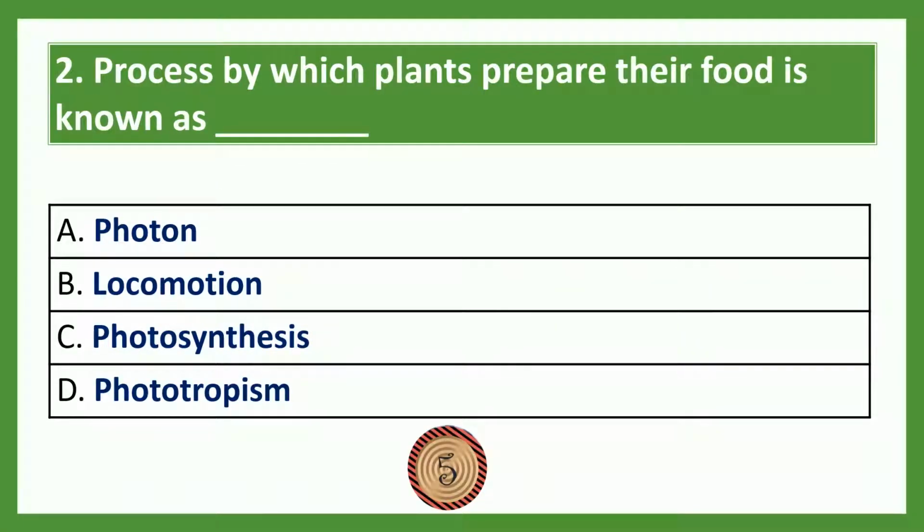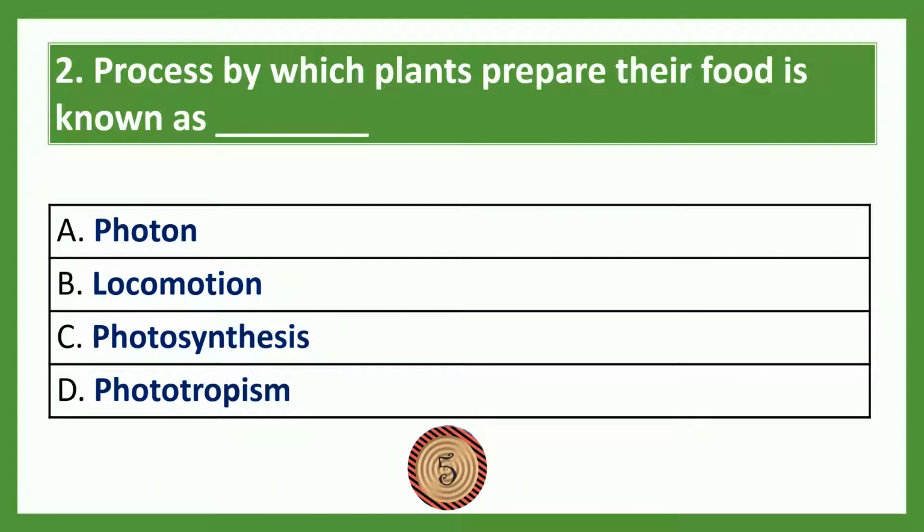The process by which plants prepare their food is known as dash. Option A, photon. Option B, locomotion. Option C, photosynthesis. Option D, phototropism. The answer is option C, photosynthesis.